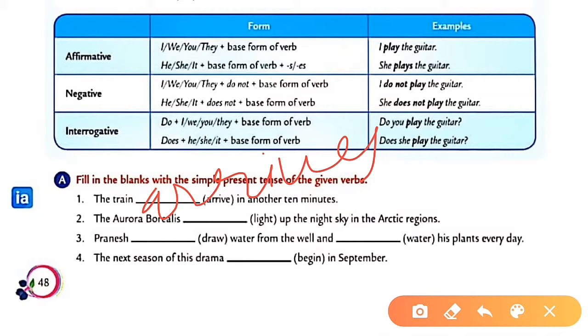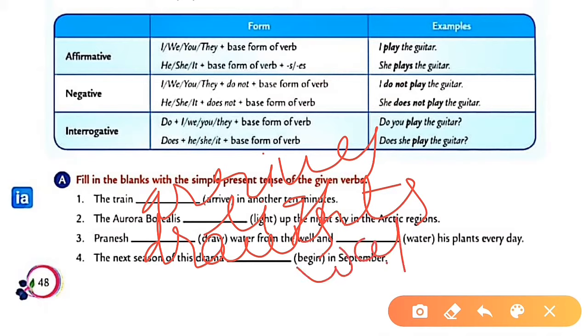The aurora brightens the night sky in the Arctic regions. Lights, it is lights. Next, Pernes dash water from the well and dash his parents every day. Pernes draws and waters.